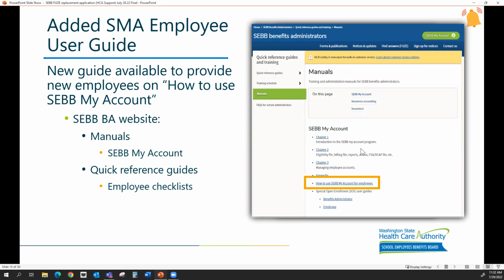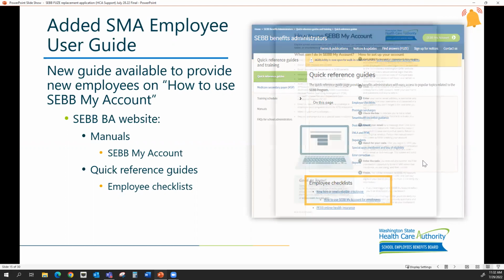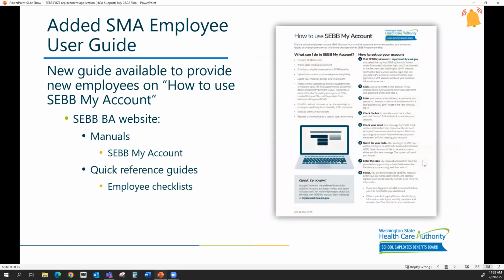It's located down here on the BA website under manuals, under SEBB account, or you can just click on the quick reference guides under the employee checklist. Under quick reference guide, you'll see the same link down here under employee checklist to get the guide. And you might want to print a couple of copies and let this be part of your new hire orientation. And this is what it looks like here: How to use SEBB My Account for newly hired employees.